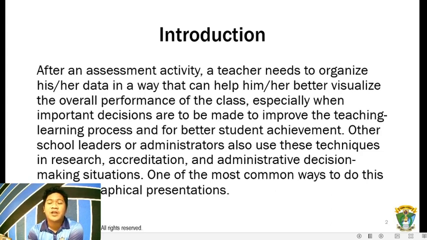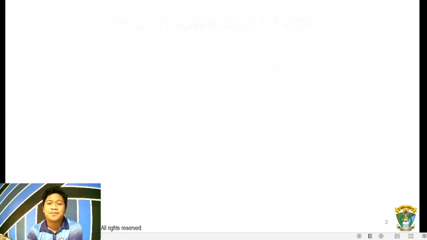And one of the most common ways to do this is to use graphical presentations together with textual presentations and tabular presentations of data. If you will notice in different schools, they are using graphs or charts and tables in their bulletin boards to present educational data that are important characteristics of the school.